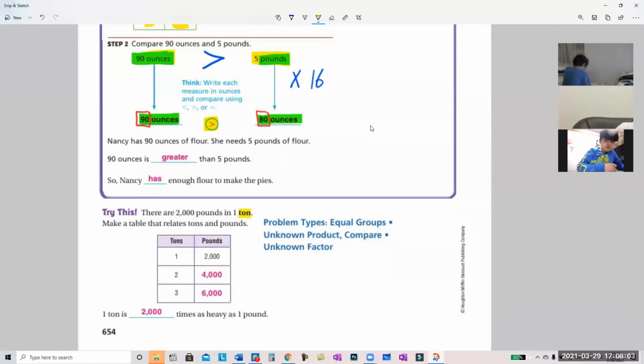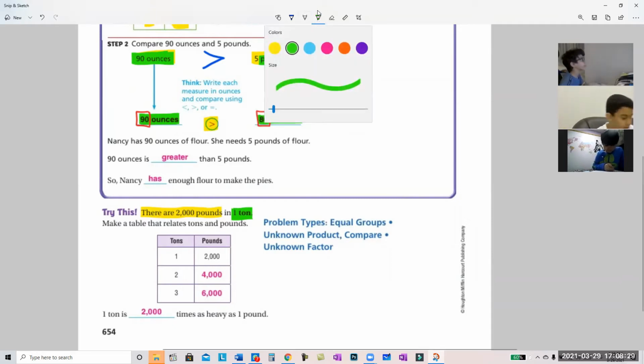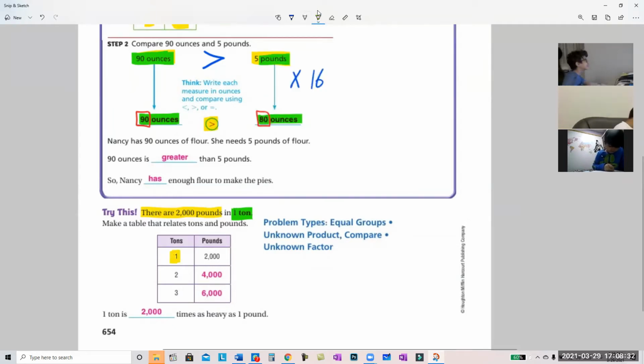Okay, in the next example, let's try this. There are 2,000 pounds in 1 ton. So we have a new customary unit of weight here. So let's make a table that relates tons and pounds. Okay, so 1 ton equals 2,000 pounds.